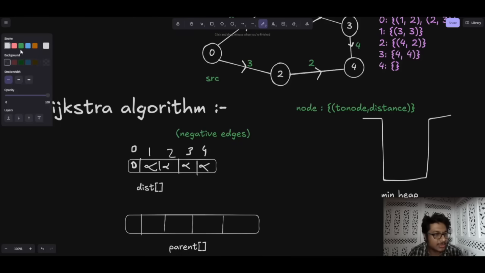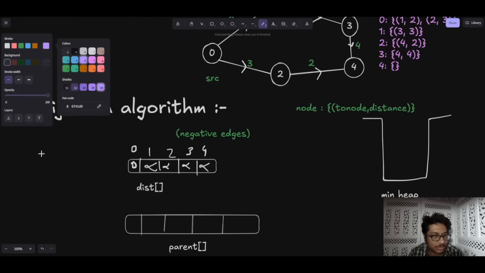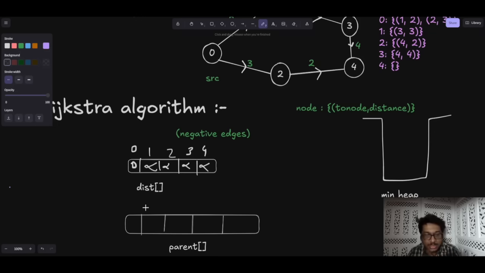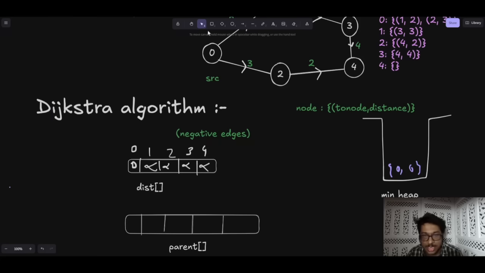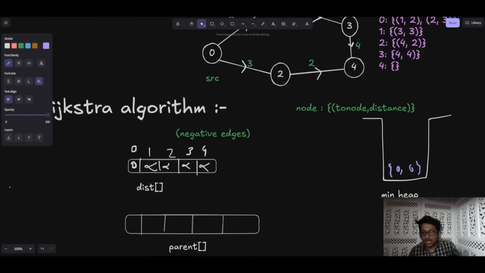I'm going to start off with a few, and then you're going to get the flow. So initially I have to add what? 0, 0, because the distance of 0 is 0. So what does this 0, 0 mean? I have to add it in this format. I have to make sure the distance is minimum.